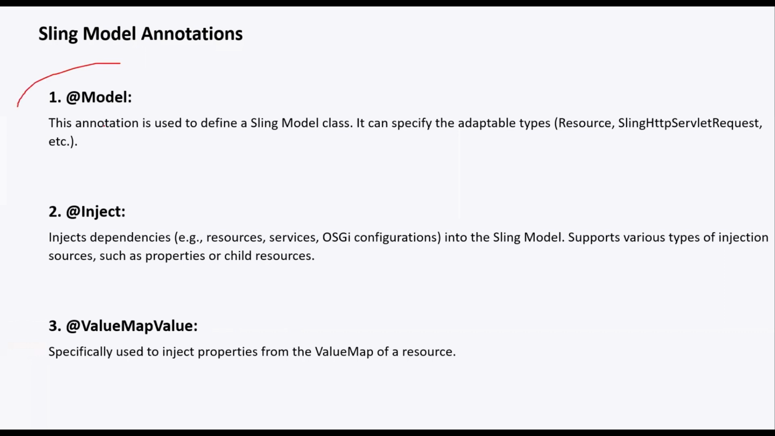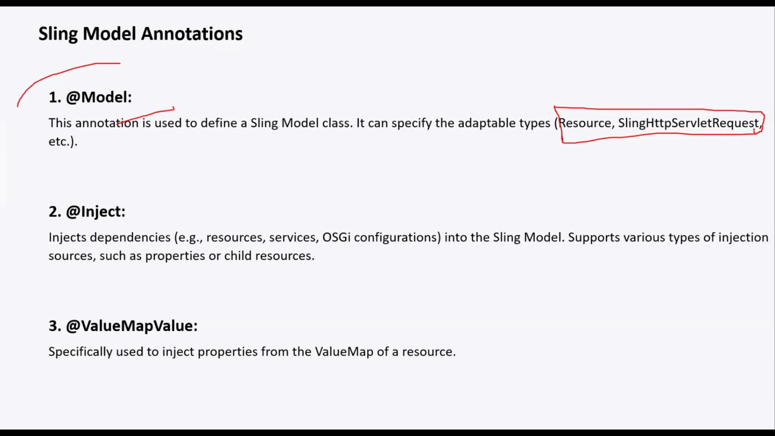As you know, this model annotation we already covered, right? As I mentioned there, generally we are creating a simple class, and if you want that class to behave as a model, then we write the @Model annotation, and within the model annotation we can write adaptables as Resource and SlingHttpServletRequest, okay? These two adaptables we are going to discuss in detail in the coming lectures. The next one we have is the @Inject annotation, and after that we are going to discuss the @ValueMapValue annotation, okay?